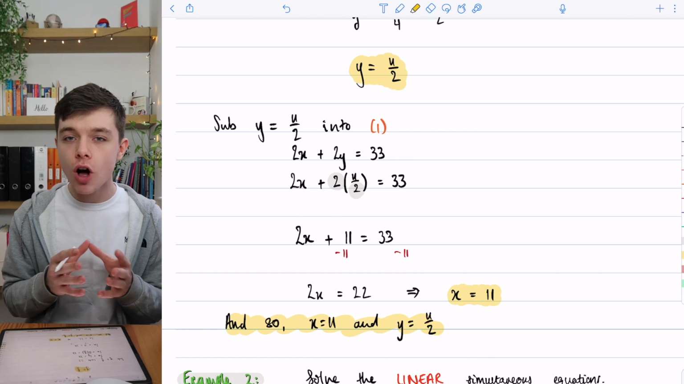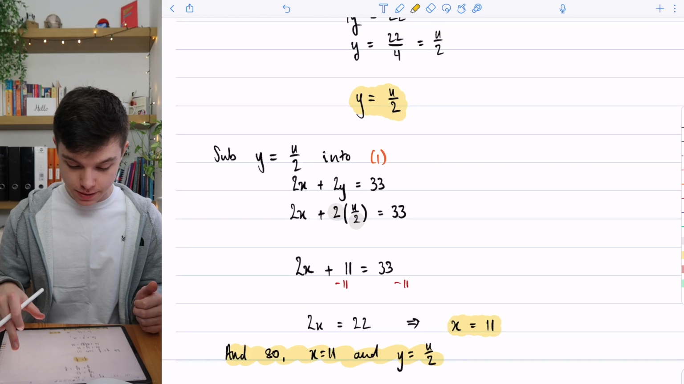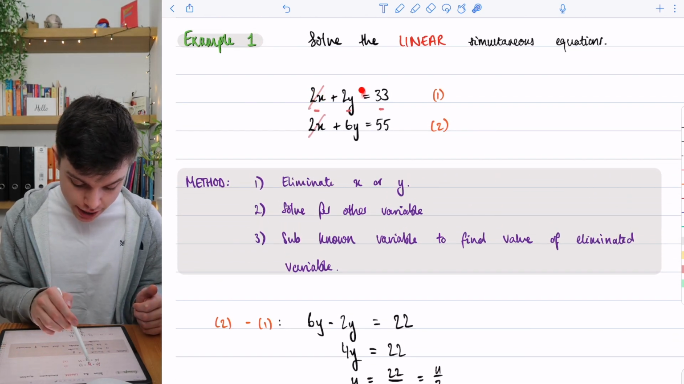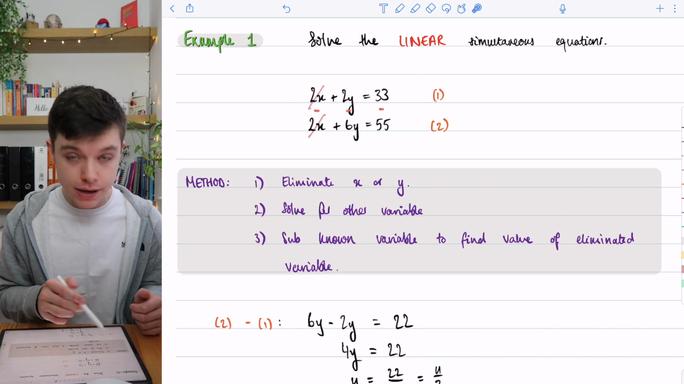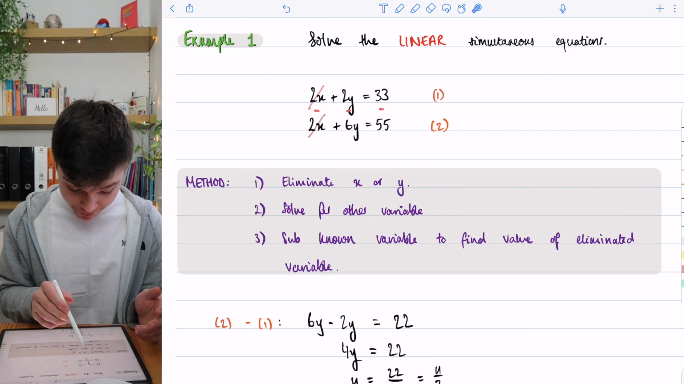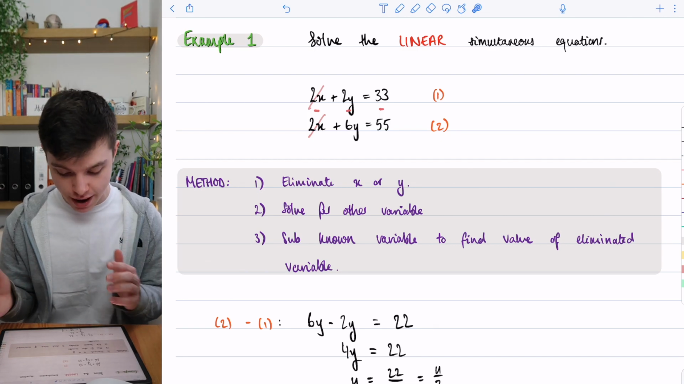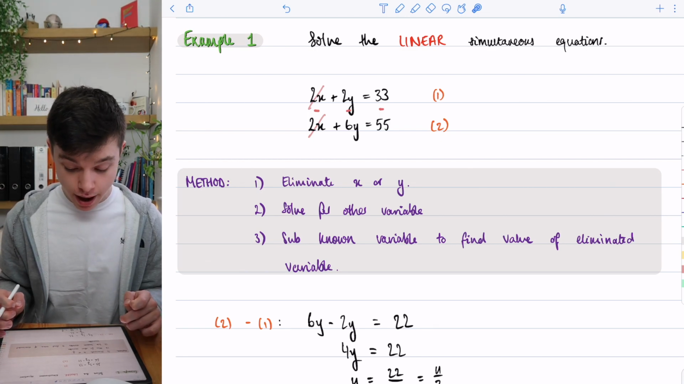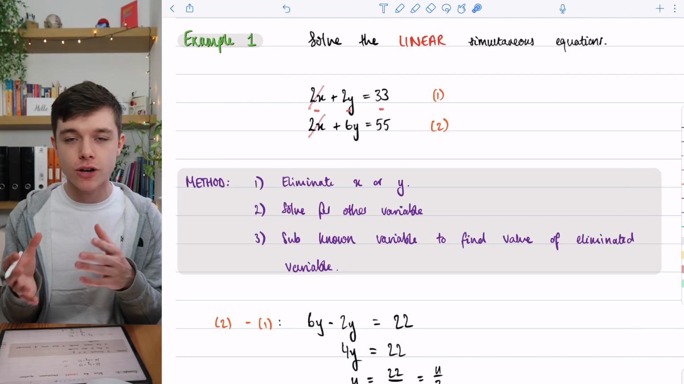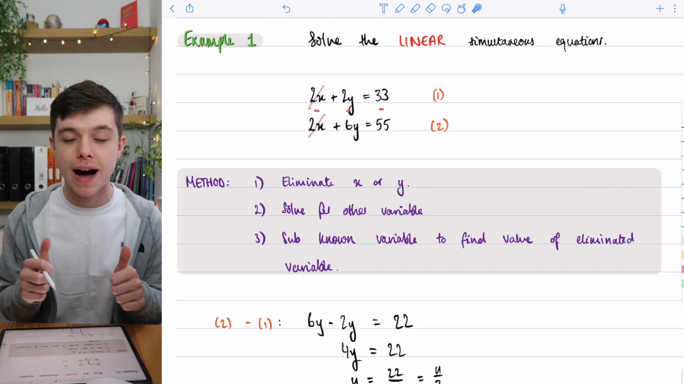Now, to check whether you've got the right answer, you must substitute them back into both equations. So what you can do is you can put x into here as 11 and y as 11 over 2 into there and see whether you get 33. And here you can do 2 times 11 again and 6 times 11 over 2, and you should get 55. Okay, so that's really a good thing to do when you finish your solution. And that way in an exam, if you get a question like this, or if it's involved in a bigger question, you can know that you've got yourself some marks.